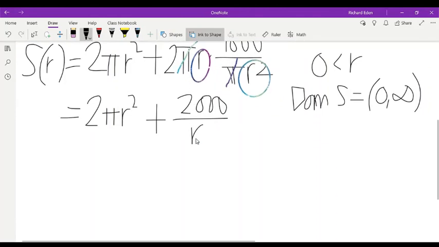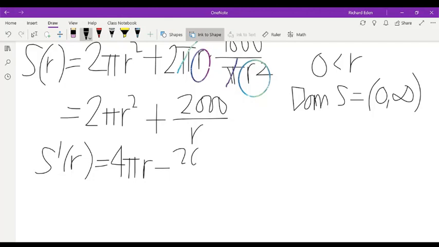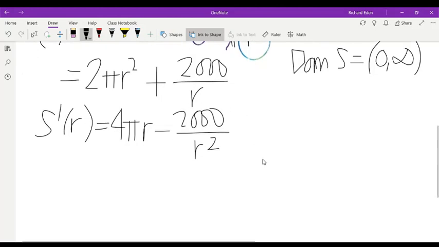So we start still with the derivative S prime of R. S prime of R is 4 pi R minus 2000 over R squared. Don't forget to always look for both kinds of critical numbers. For critical numbers that make this undefined, that's only going to happen when R is 0 because of this denominator, but 0 is not in the domain. So we only need to consider the situation where this expression is equal to 0.